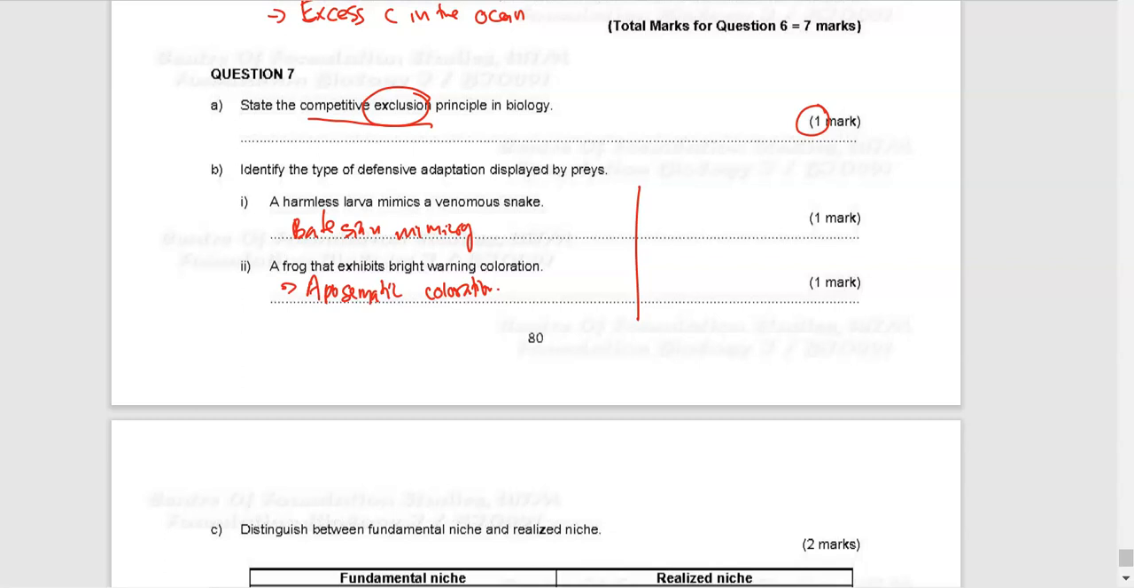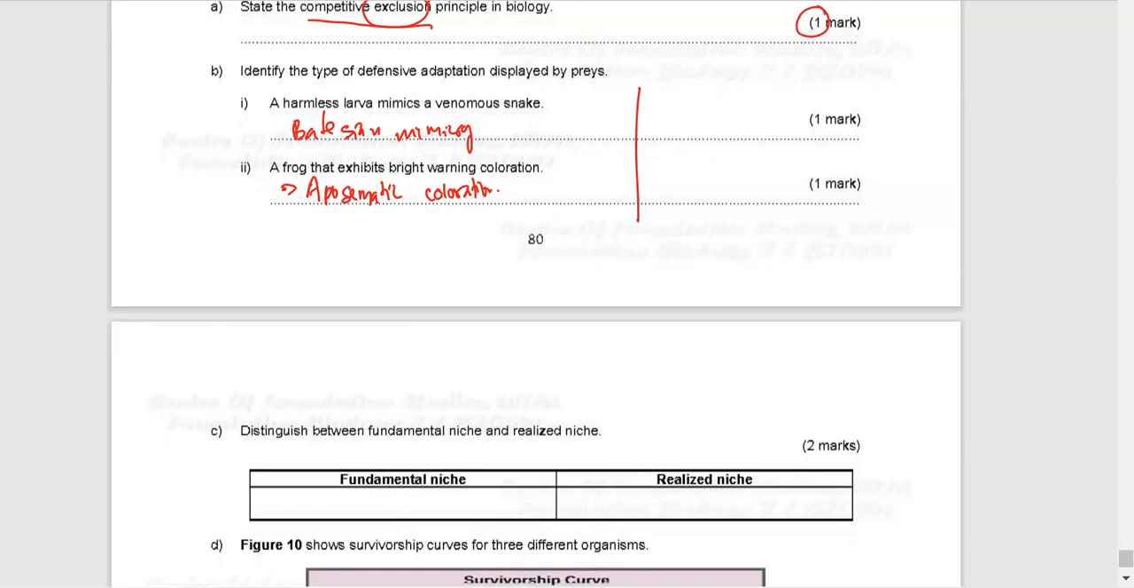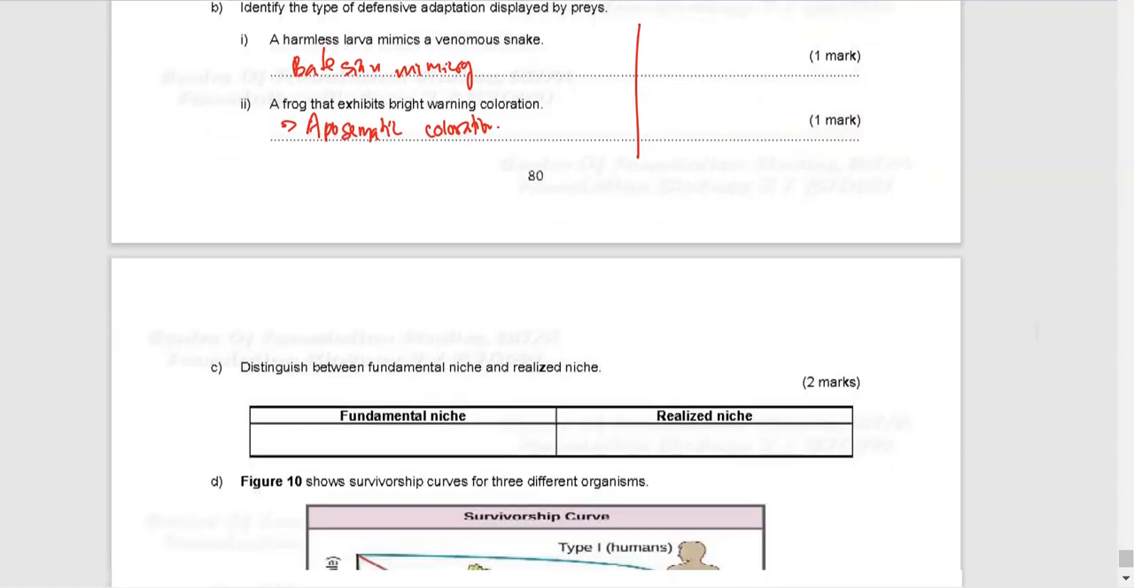And then the other mode of defensive adaptation displayed is cryptic coloration. Cryptic coloration is camouflage. The organism blends with the environment so that the predator will not be able to see the prey.